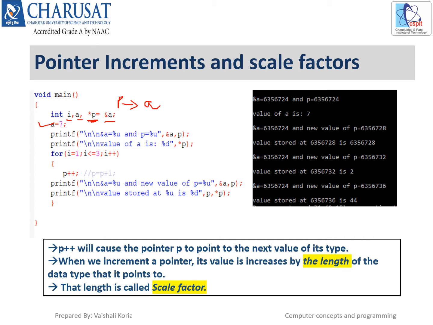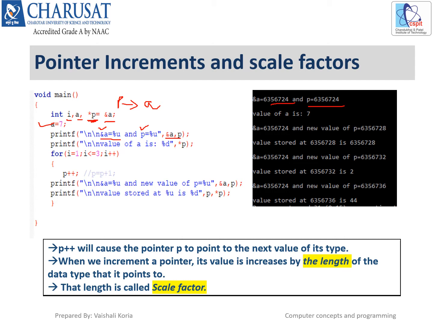Now in this first printf we are going to print the address of A using the address of operator and the variable P. P is ultimately pointing to A, so P also contains the address of A. So when you print the address of A using these two methods, the answer will be the same, because the address of A is 6356724, and that address we have stored in the pointer variable P. So the contents of the pointer variable are also the same as P.